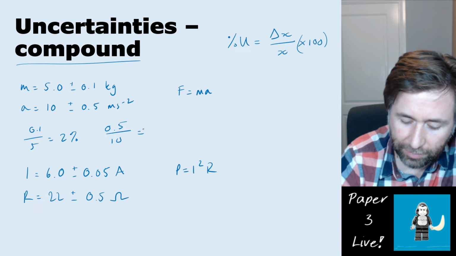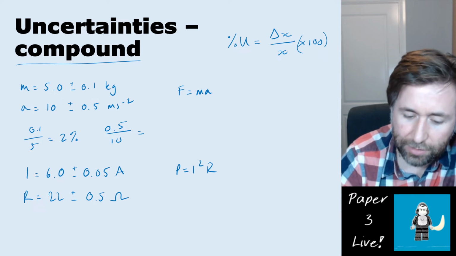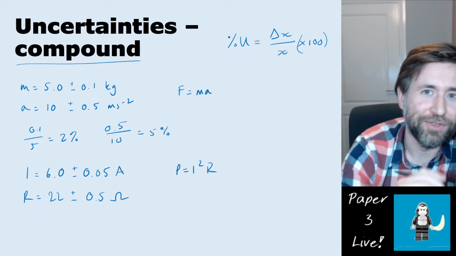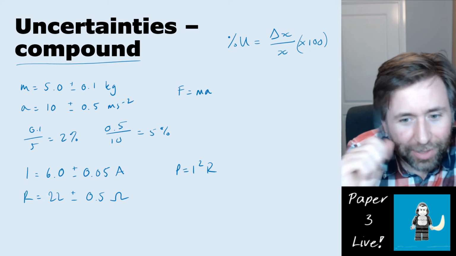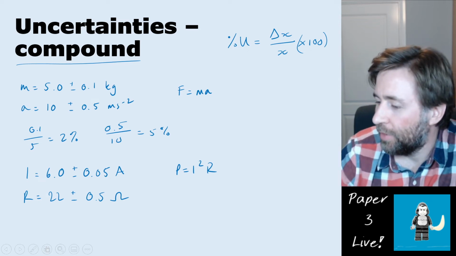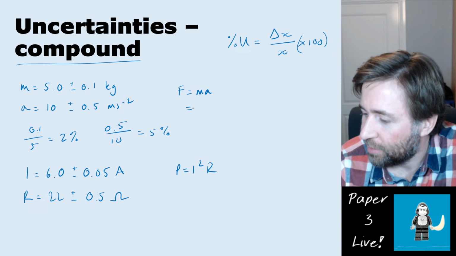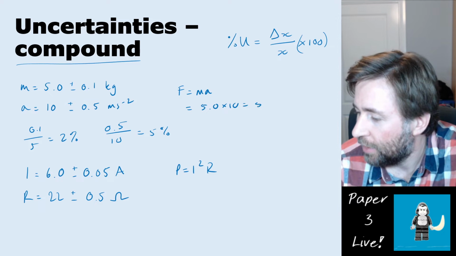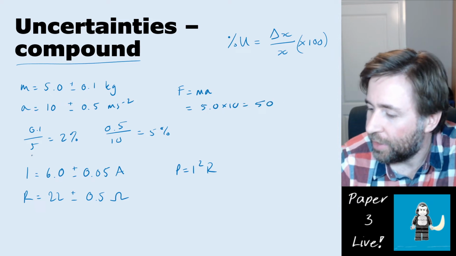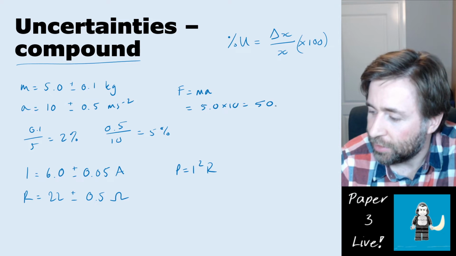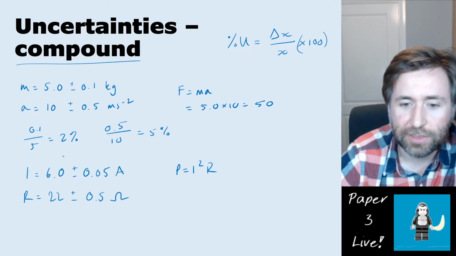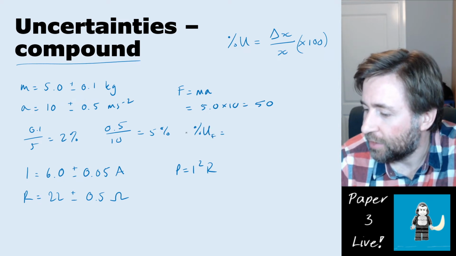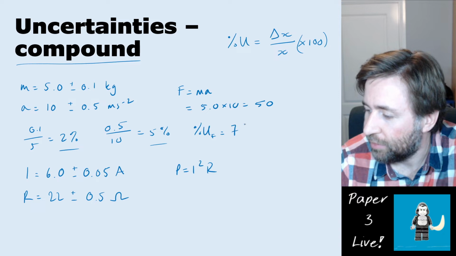Even though these are easy sums to do, you should still go ahead and do them in a calculator, because your calculator makes fewer errors than you do, and also it saves you the brain power for the actual hard bits, right? And now you can actually do your F equals ma, your simple stuff. You can do your 5.0 times 10, which is 50. Then you can work out your uncertainty by adding together the percentages. So your percentage uncertainty of force is actually this plus this. So it's actually 7%.